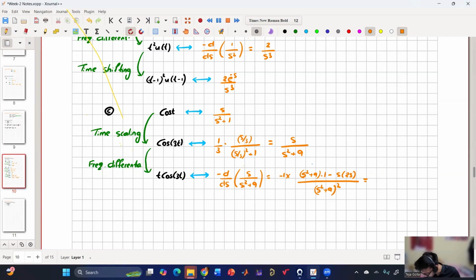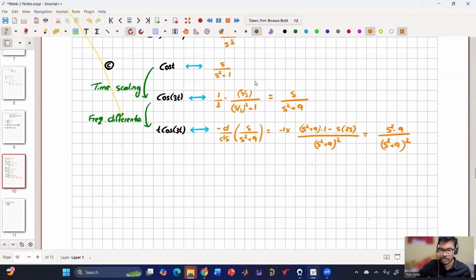So if you solve this, I think I will get s square minus 9 upon s square plus 9 whole square. Is this clear, everyone? Just check the calculation. If I have made any mistake, kindly let me know. You also cross check.